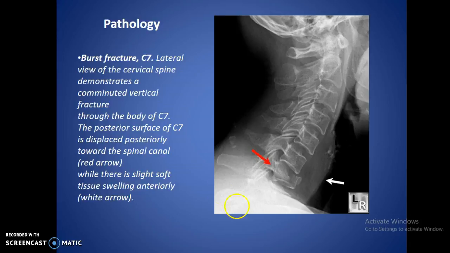Burst fracture, C7. The lateral view of the C-spine demonstrates a comminuted vertical fracture, so you can see that it's no longer square down here. It looks kind of wedge-shaped going across in there. There's a little fracture just behind here, probably on the pedicle, most of it.